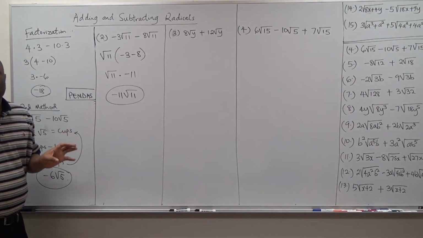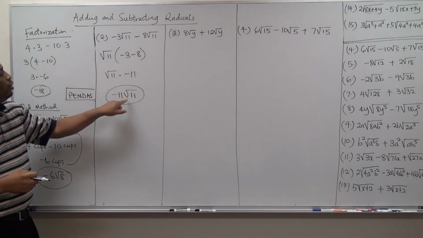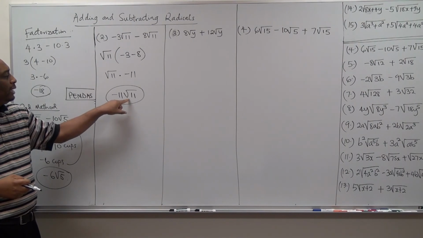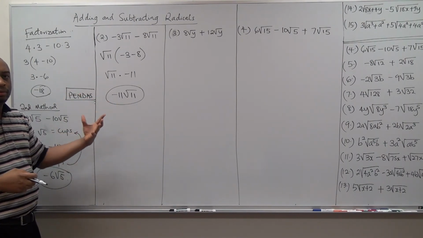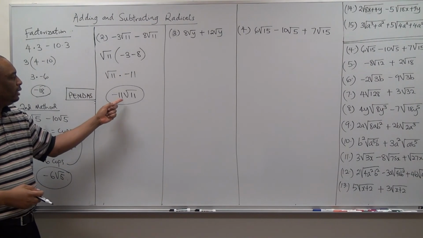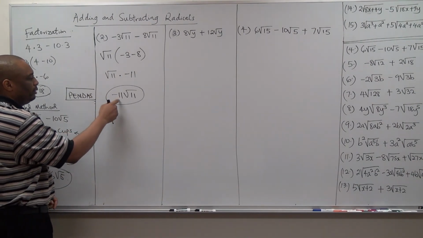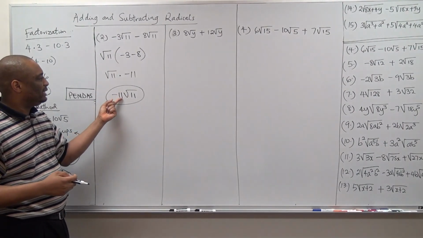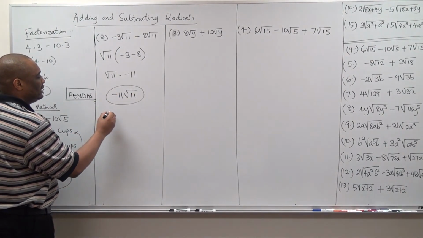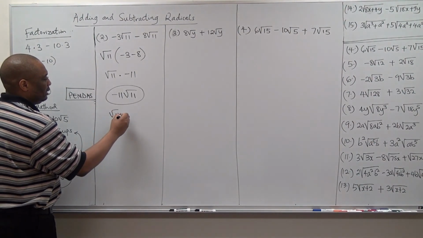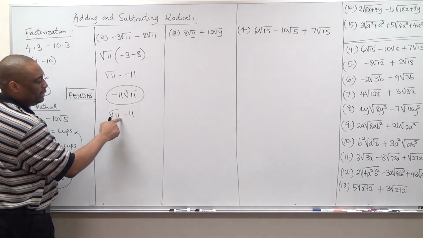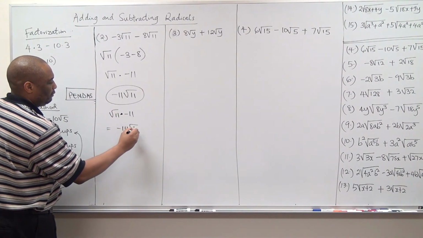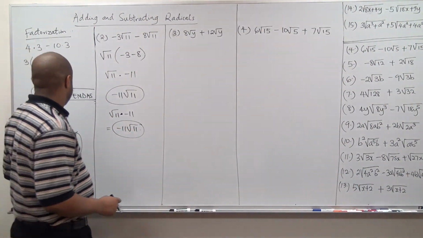Now, we always want to write the integer first before the radical. It is a good norm to write integers before radical. Okay, it is a better norm to do that. Write the integers first before radical. So instead of writing square root of 11 times negative 11, we don't want to do this. We want to write it as negative 11 square root of 11. And that is for this.